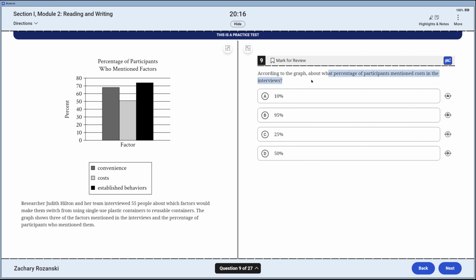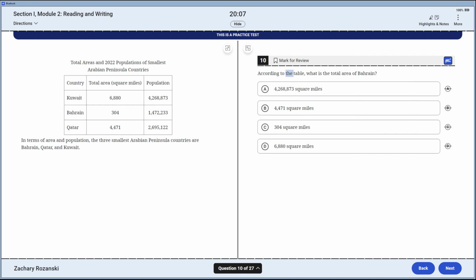What percentage of participants mentioned costs in the interview? Costs, 50. Is that it? Okay. Total area of Bahrain.